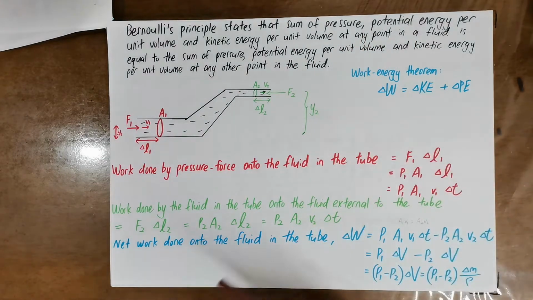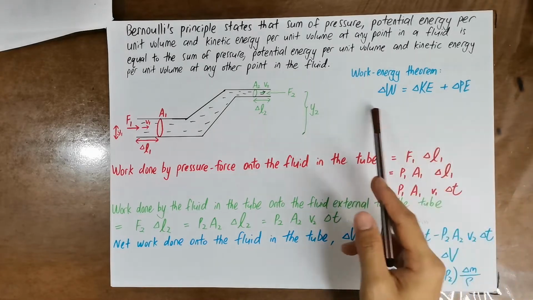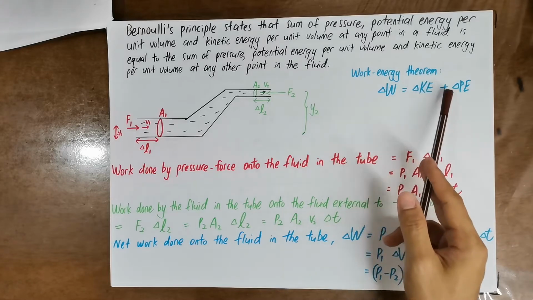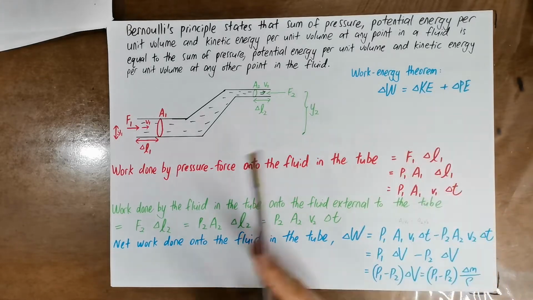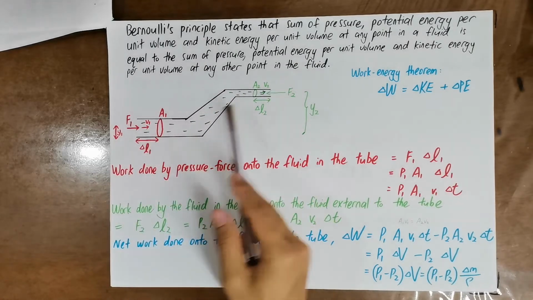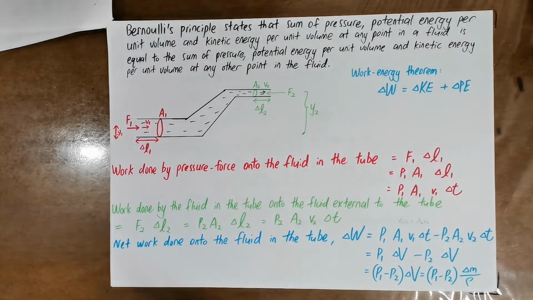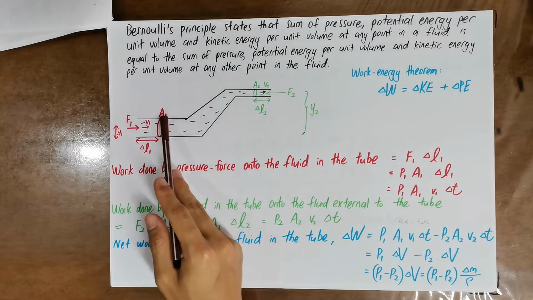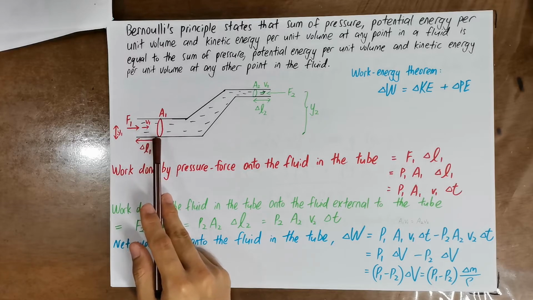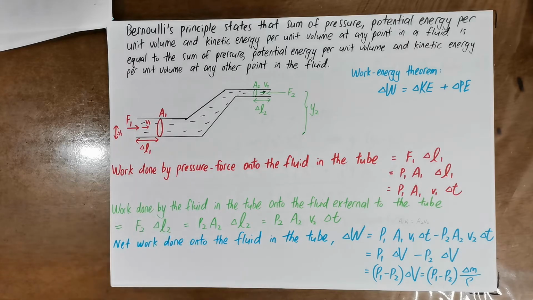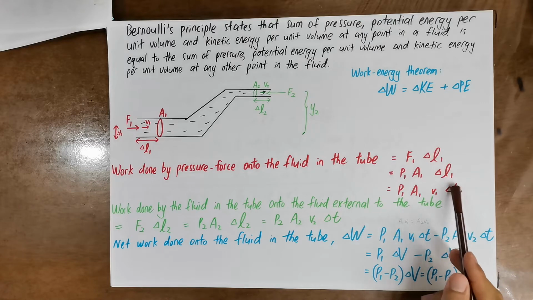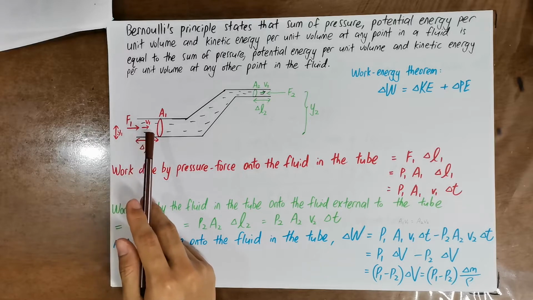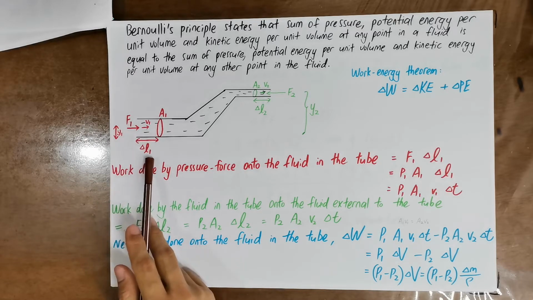Do you still remember the work-energy theorem? This is the work done, this is the change in the kinetic energy, and this is the change in the potential energy. Now you have a pipe that looks like this. The cross-sectional area of the pipe here is A1, and the velocity of the fluid here is V1. In a small time interval delta t, the fluid manages to flow from here all the way to here. This is delta L1.